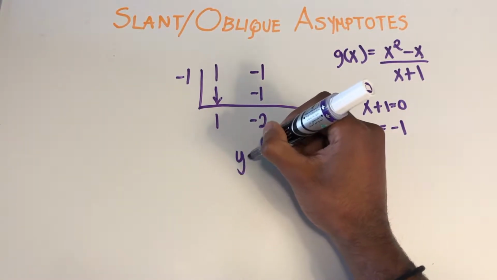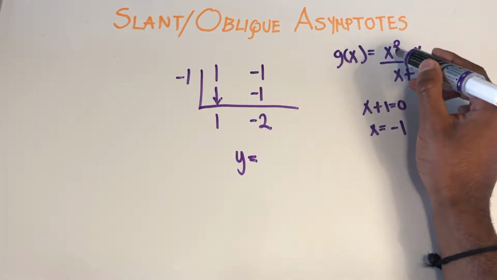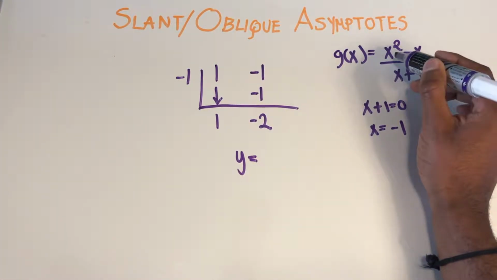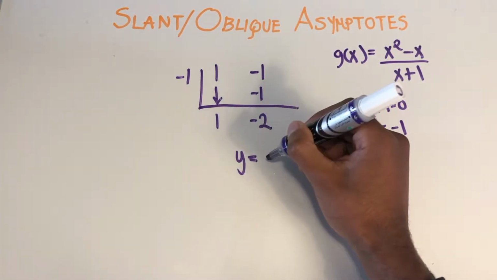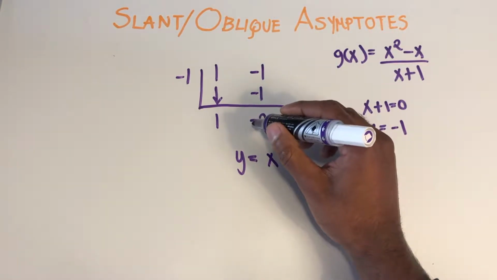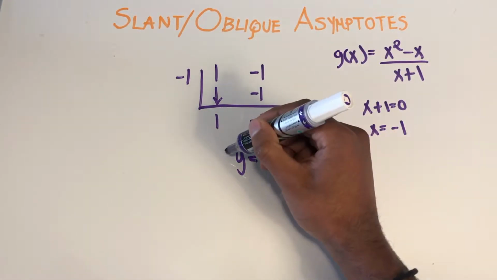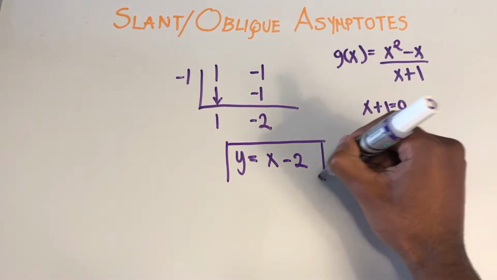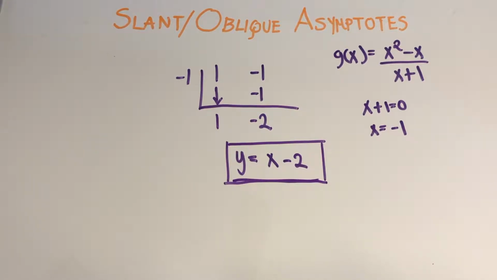Since we divided by x, starting with x squared, we're going to be left with x for 1. Then we have minus 2. We're just going to go ahead and write that as our constant. So basically the slant asymptote occurs at y equals x minus 2.